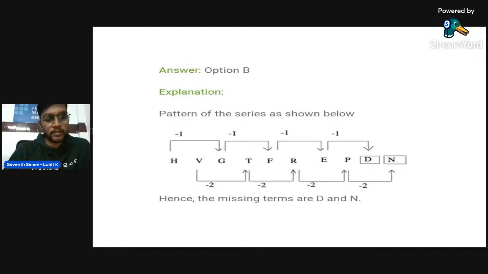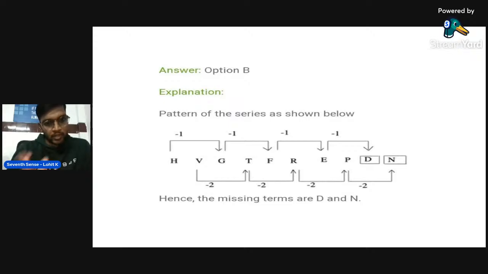Okay, so T is 20 and R is how much? 18. So 20 minus 2 is how much? 18, right? Yeah, so they are following the pattern of -2 here. So do the same thing for your P minus 2. Okay, what is P minus 2? P minus 2 is nothing but 14, right? 16 minus 2 is how much? 14. 14 represents N, right?